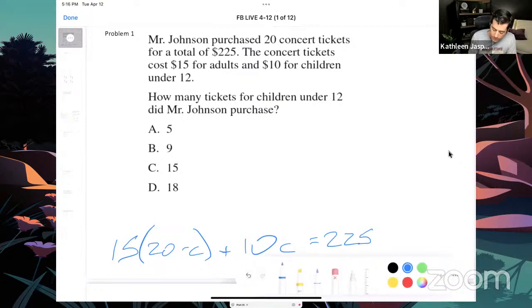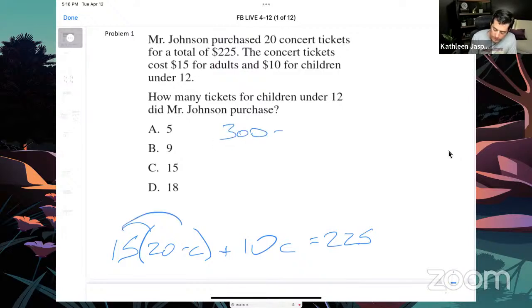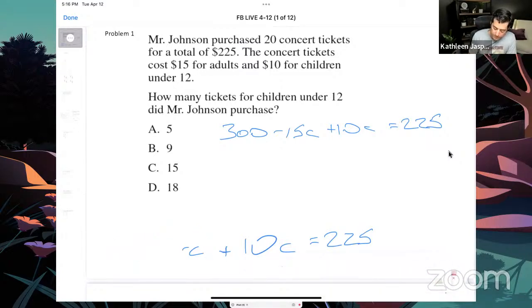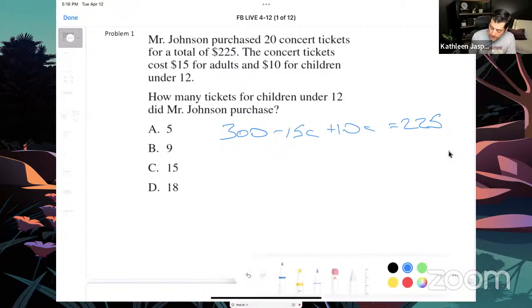Now let's go ahead and solve this. Remember, distribute. So 15 times our 20 is going to give us 300 minus, and then 15 times negative C is 15C plus 10C equals 225. Okay, so see how all I did was expand that out, distribute it, and now all we've got to do is solve for C.